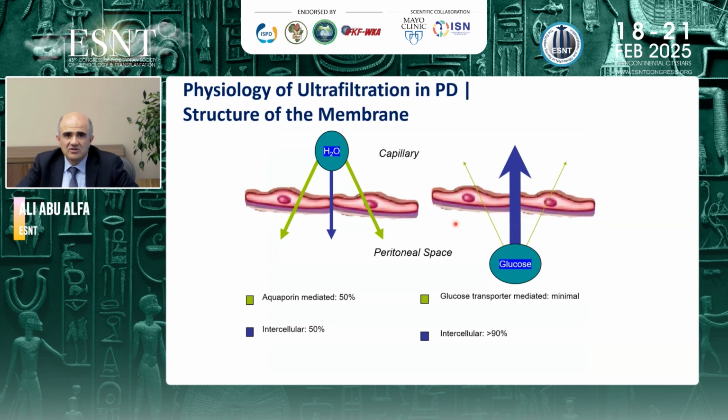So, let's see here, this is what I showed you. I'll go a little bit quicker for time's sake. Here, water is moving across the cells and between the cells. The glucose mostly moves, 90% of it, between the cells. So glucose moves back into plasma, being lost from the dialysate. Water should be moving by osmotic pull into the dialysate. This is very fine, 50-50 for the water movement between the two pathways.